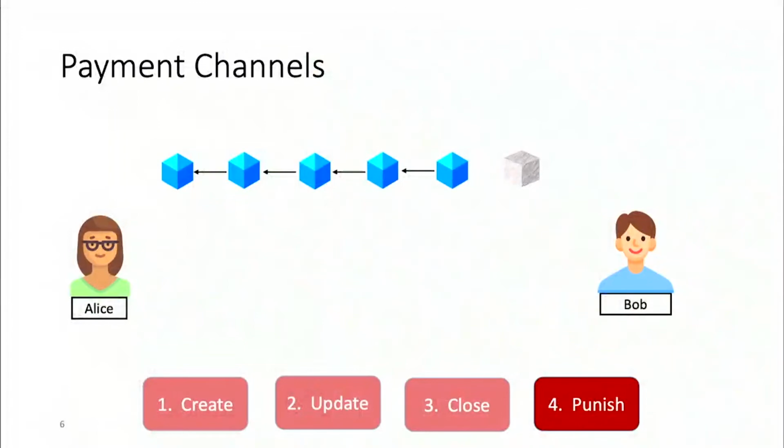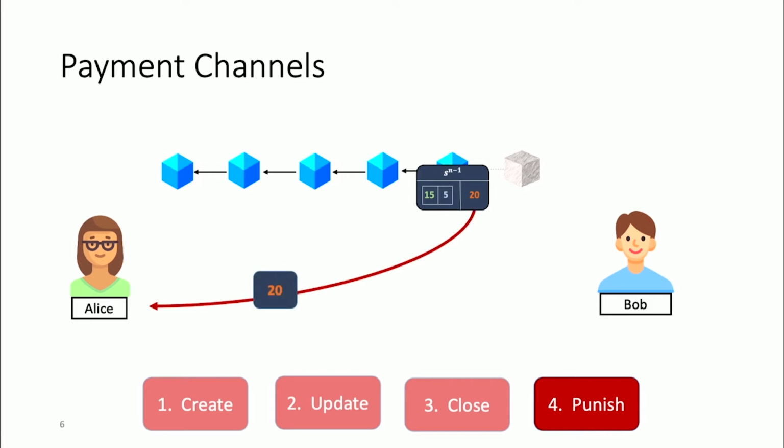Okay, so maybe some have wondered what happens if Bob, for instance, posts an old state. It might give him more money, for instance. So let's assume Bob posts an old state. How this is addressed in payment channels is that there is a punishment mechanism which gives Alice some time frame to observe this behavior by seeing the old state being published to the blockchain. And within this time period, Alice can go ahead and punish Bob.